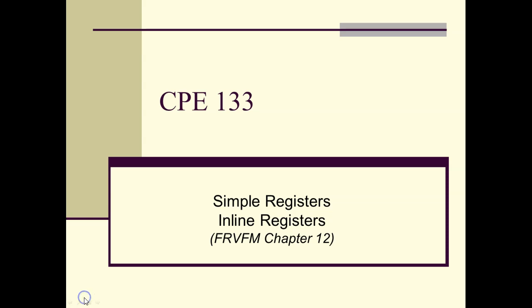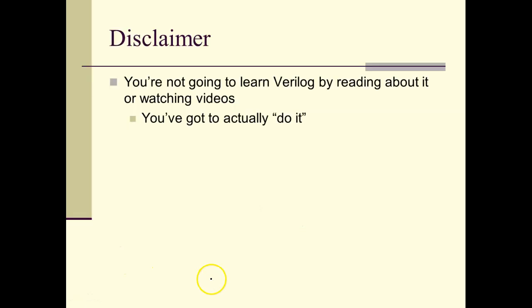This is CPE 133. This is Chapter 12 in the Free-Range Verilog Foundation Modeling text, and we are here to talk about simple registers and also inline registers. And so there's the disclaimer. You're not going to learn this by watching boring videos or reading the text. You actually need to break down and generate some circuits. Do some real modeling with Verilog.